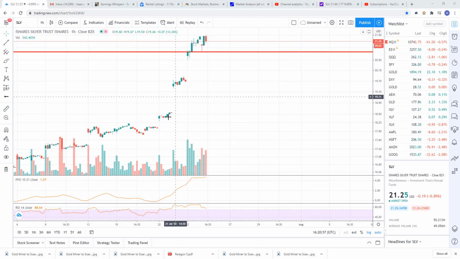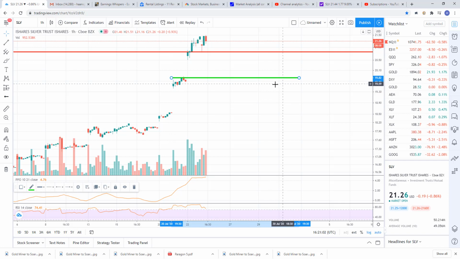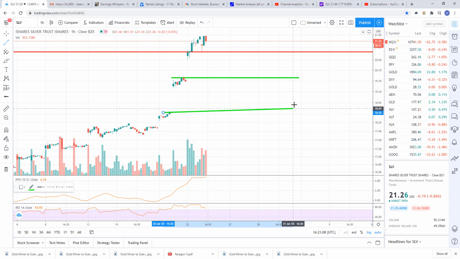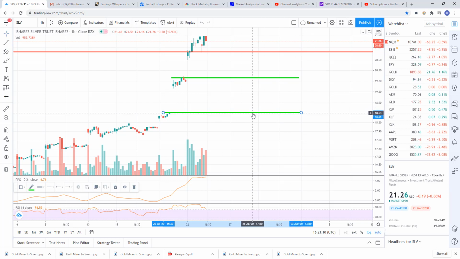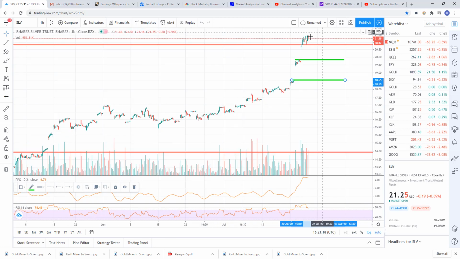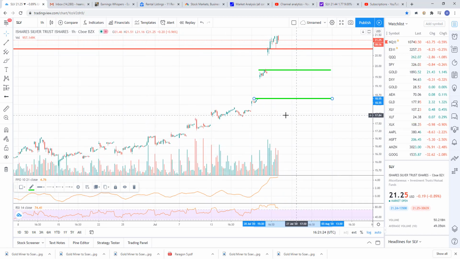Lots of gaps, two big gaps right here. SLV is what I'm using. We've got a gap here at 1980, and we've got a gap here at about 1850. I'd look for at least this 1980 gap to fill, possibly even this 1850. Look for this thing to roll over and spike down and fill these gaps, and then it could move higher. But I do think you're going to get a gap fill.